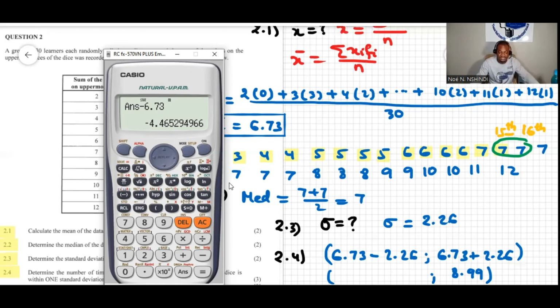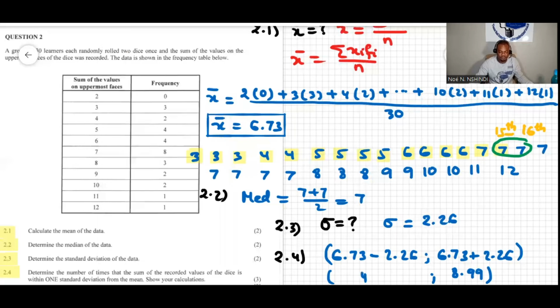Actually, it simply means 6.73 minus 2.26, because I don't want to press AC and start the calculation over. Then I take the positive value, 4.47. Rounded to the second decimal place, it's 4.47. So it must be within this interval.